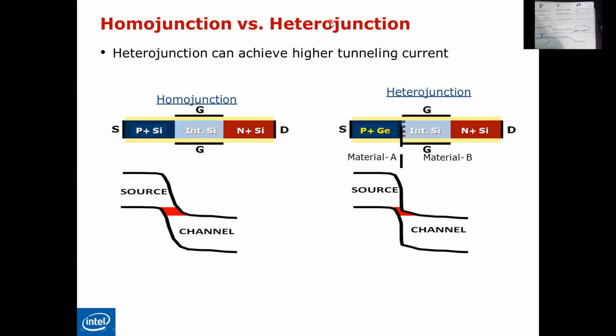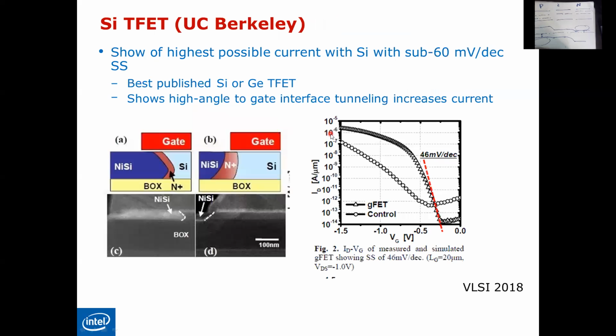So in this PIN structure, you can use either the same material in creating the P, the I, and the N, or you can use three different materials, as you can see here, in creating this PIN junction. That's why we call this a heterojunction PIN junction, or a hetero-PIN junction. So this is simply the difference between the homojunction and the heterojunction.